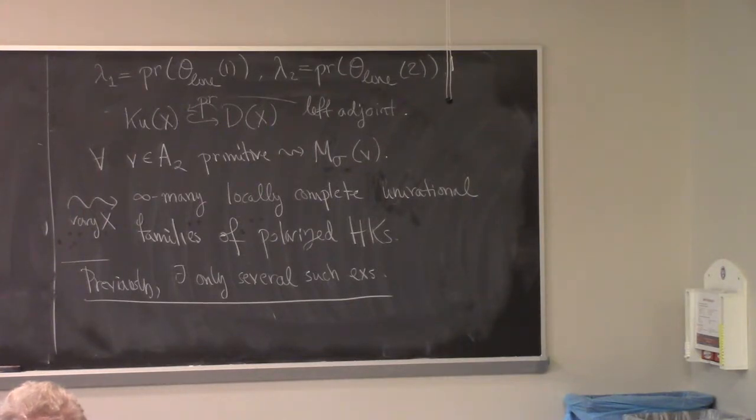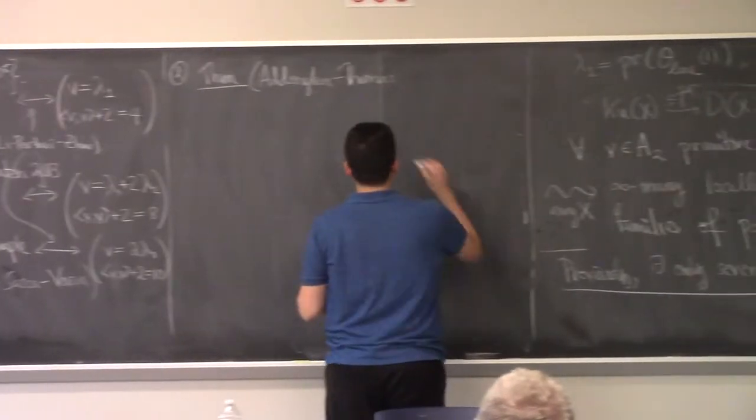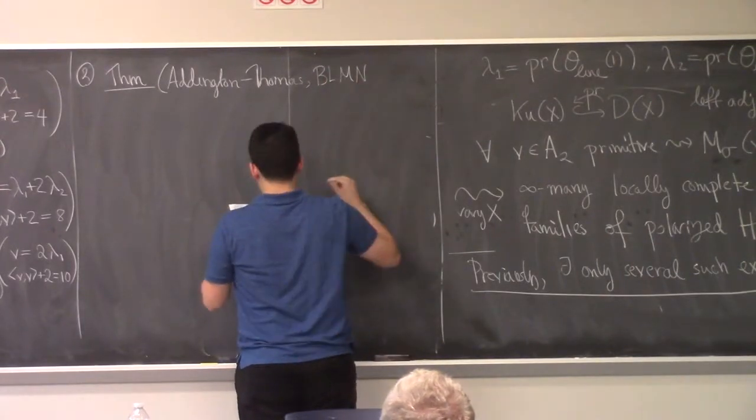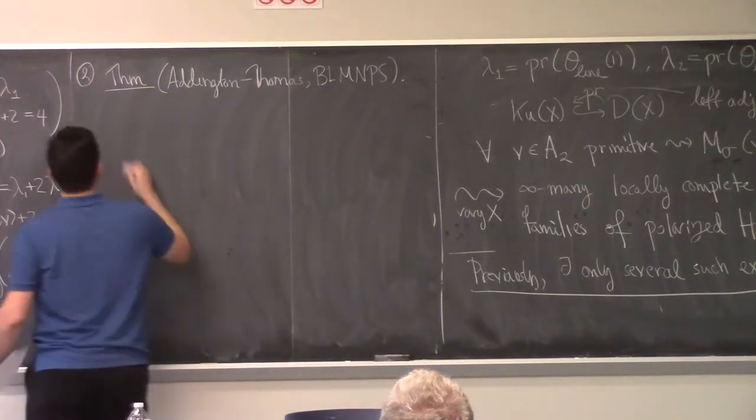So let me say the theorem. The theorem I'm going to write, there was a slightly weaker version of it. It was originally proved by Addington and Thomas, but we gave a different proof which is a bit stronger as a consequence of our work. So the statement is the following.